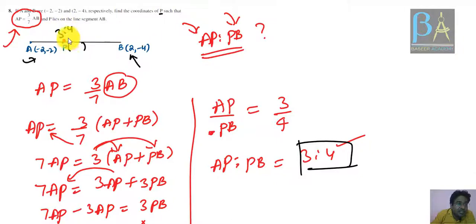Now that you know the ratio, all that you need to do is just use the section formula. In place of x1, y1 and x2, y2, substitute these values. In place of m1, you write 3. In place of m2, you write 4, and you would get the coordinates of the point P. This is something that you can try by yourself. Please write the section formula, substitute the values, and you will end up getting the coordinates of the point P.